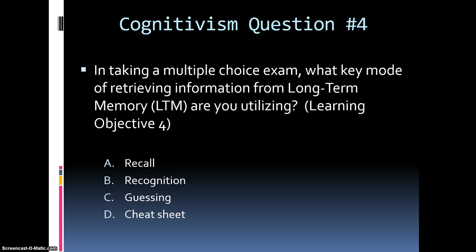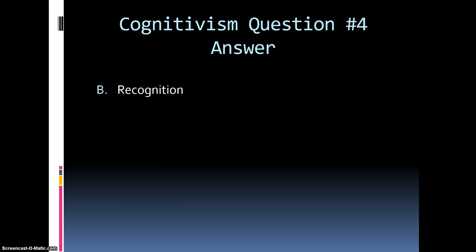And finally, cognitivism, question number 4. In taking a multiple choice exam, what key mode of retrieving information from long-term memory are you utilizing? And this was covered in Learning Objective 4. A, recall. B, recognition. C, guessing. D, cheat sheet. And the answer is B, recognition.